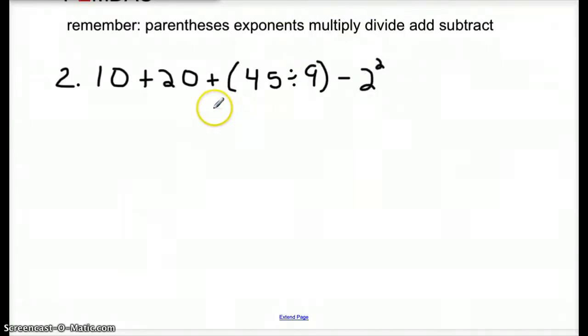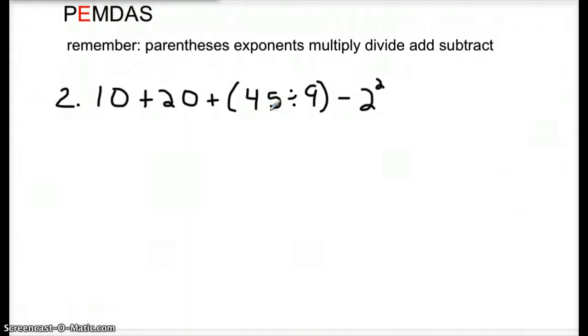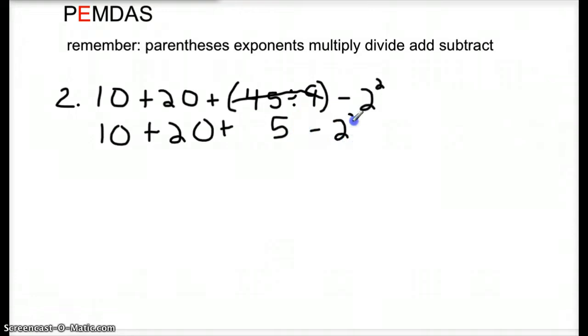Let's see how you did. Remember, I need to do what's in parentheses first. So 45 divided by 9 will give me 5. But I have to keep everything else the same. So I'm not changing any of these. I can take this away since I'm finished with that. And I'm going to keep my 2 squared.